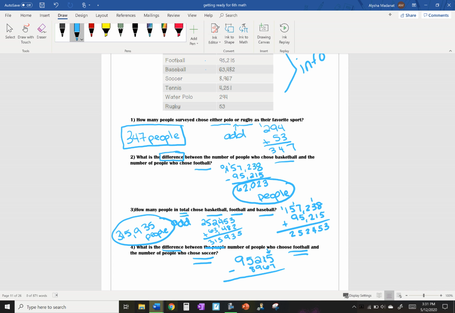So we can't do 5 minus 7, so borrow. So 15 minus 7 would be 8. Can't do 0 minus 6, so borrow. 10 minus 6 is 4. Can't do 1 minus 9, so borrow. 11 minus 9 is 2. Can't do 4 minus 8, so borrow. And then 14 minus 8, I like to count up. And then 8 minus nothing is 8. So 86,248 people is the difference.